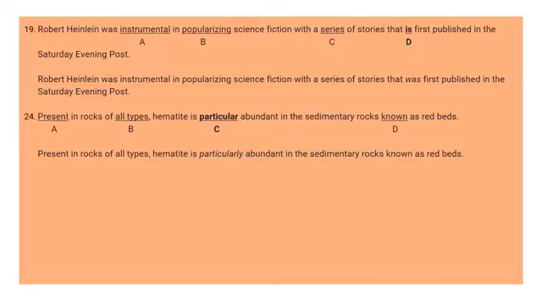So, the adjective in here must have the affixation of ly to be an adverb and describe known as, because known as describes when something happened. So, the correct sentence should be: Hematite is particularly abundant... So the answer is C.